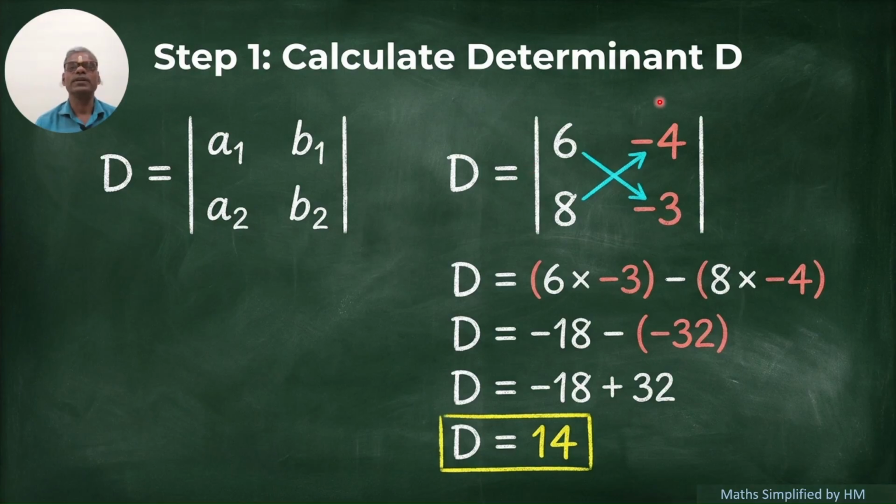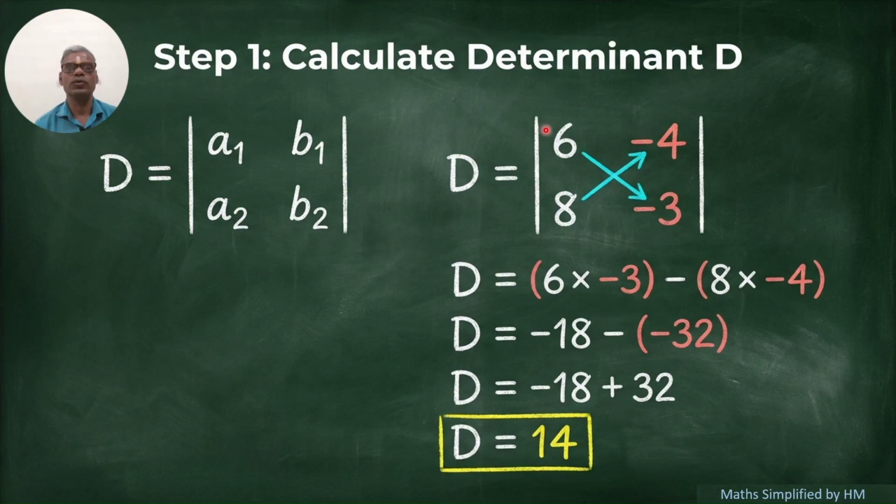Now step 1, calculate the determinant D. The determinant D is the coefficients of x and y written in vertical columns and rows form. a1, a2 are coefficients of x, b1, b2 are coefficients of y. Now we will calculate D. We have D is equal to 6, minus 4, 8, minus 3. Calculating D, remember that cross multiplication is taken from top corner to bottom and from bottom to top, and we have minus the product.